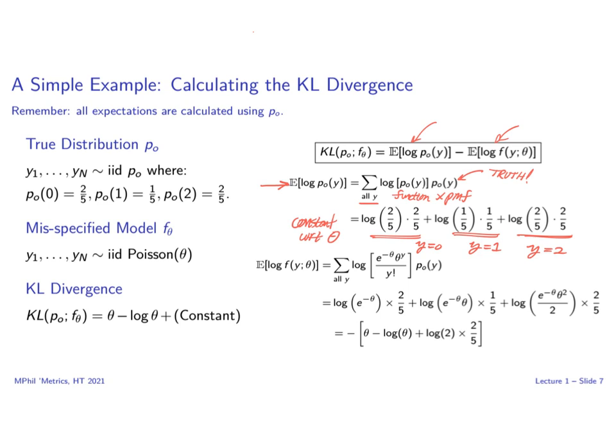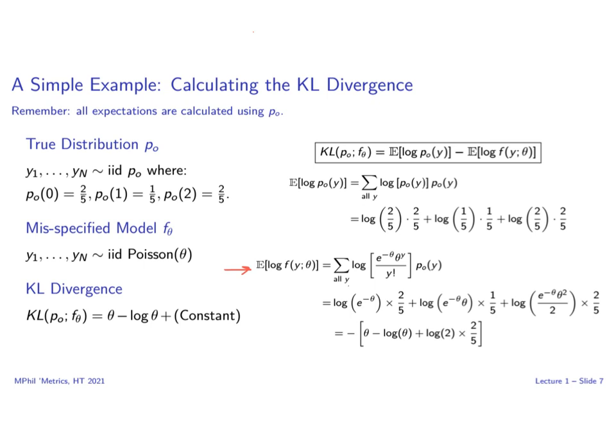So just to clarify some of the general points that I made on the previous slides, we've actually calculated this first term in an example. We've actually calculated the expectation of the log of p naught of y, and we saw that it is really a constant. Now let's turn our attention to the second term. This is the expected log likelihood, namely the expectation of the log of f of y. That's our model, and that does involve theta.